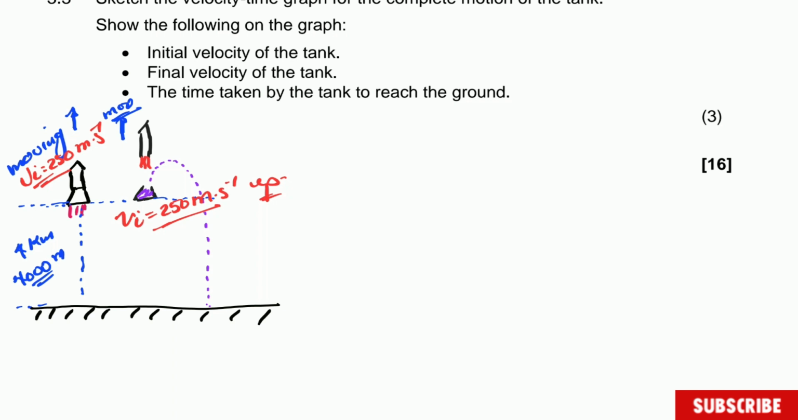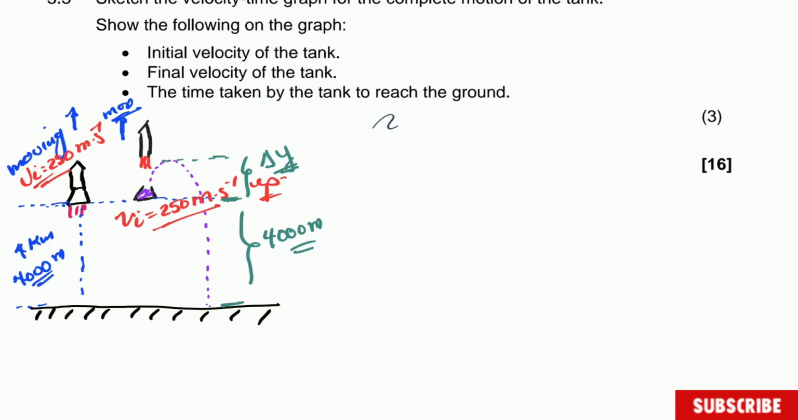So the maximum height above the ground, guys, is going to be the height from the ground, which is 4 kilometers or 4,000 meters, plus this distance that the tank is going to move up, which we are going to call delta y. So the whole distance from the ground to there is the maximum height above the ground. All we need to calculate is this delta y to know the maximum height.